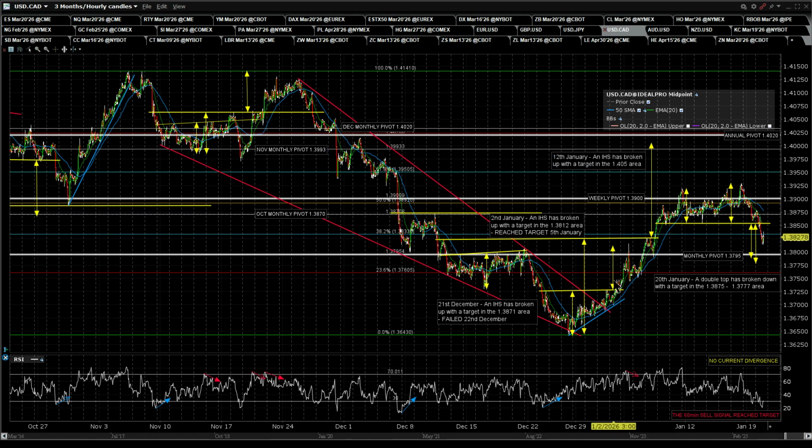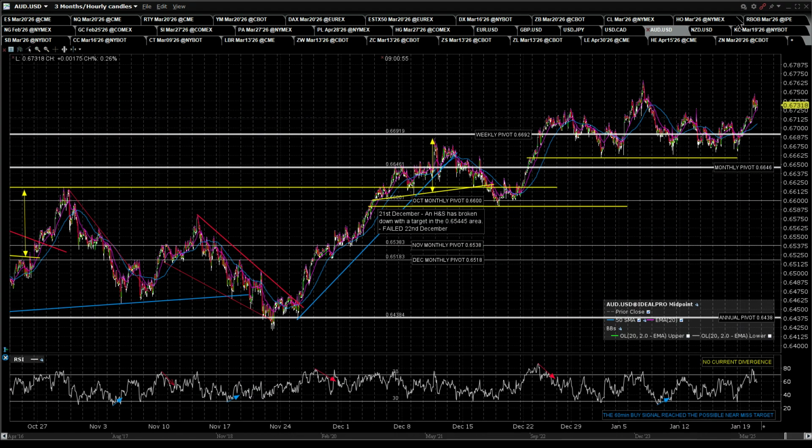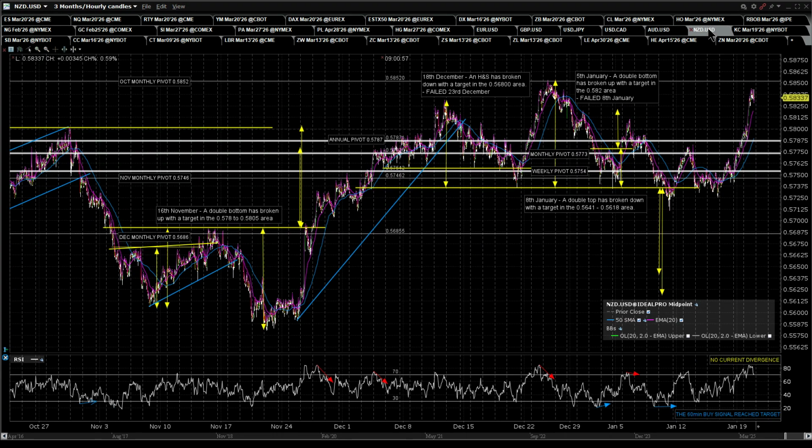USD CAD, we've got an IHS which is broken up with a target in the 1.405 area. We've got a possible alternate double top, but there's a smaller one broken down with a target in the 1.3875 to 1.3777 area. So waiting to see which of those makes target. If the dollar is heading down again, then obviously that leans towards the lower target here. So we'll see how we do in the monthly pivot. Looking at Australian dollar, rejection back up into the high, probably NZ the same.